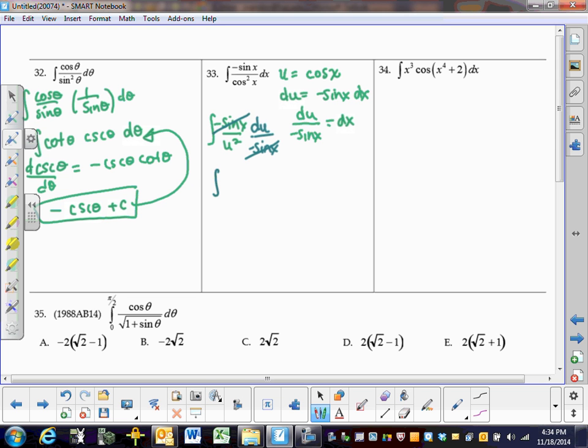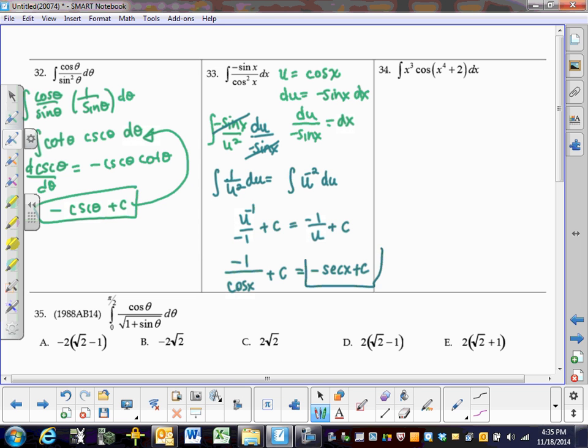So I'm anti-deriving 1 over u squared du, which is anti-deriving u to the negative 2 du, which is u to the negative 1 over negative 1 plus c, negative 1 over u plus c, so negative 1 over the cosine of x plus c, which is equivalent to negative secant x plus c. So notice how the u-sub version of this one actually takes us a lot longer than if we were to simplify this out the way we did here. And we could have seen immediately that we had negative secant tangent.